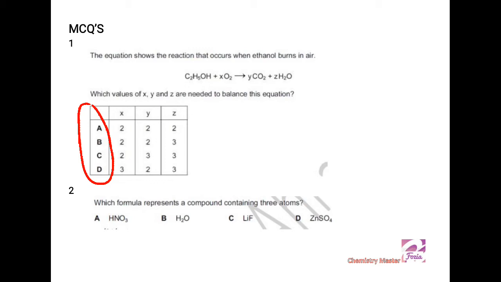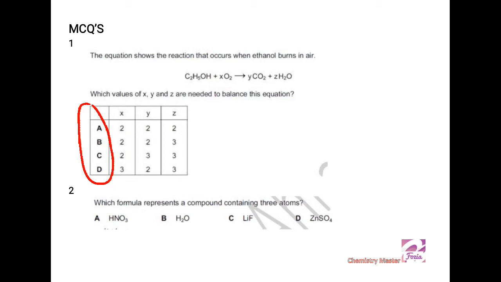Like ethanol C2H5OH is reacting with oxygen to produce carbon dioxide and water. Now you have to see how many atoms of carbon, oxygen and hydrogen are before the reaction, and they should be balanced with the number of carbon, oxygen and hydrogen after the chemical reaction. This is called the trial method.